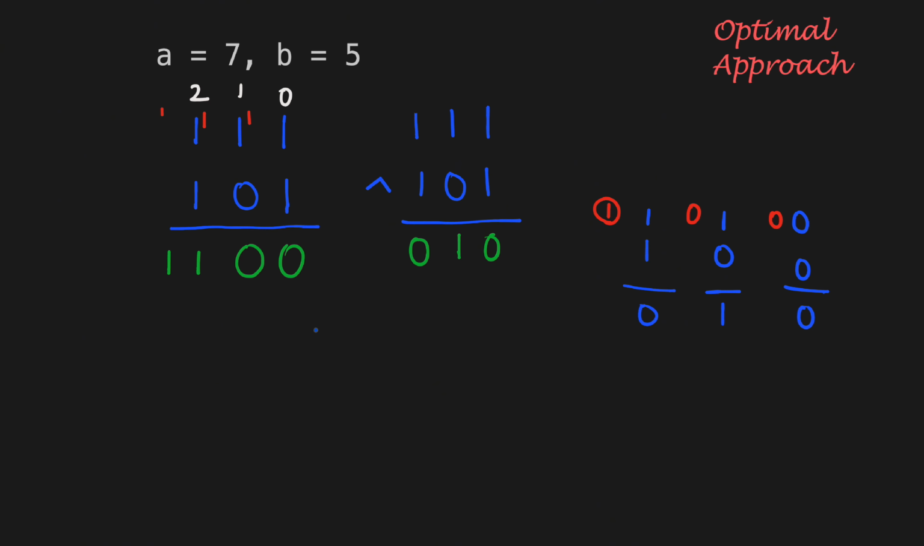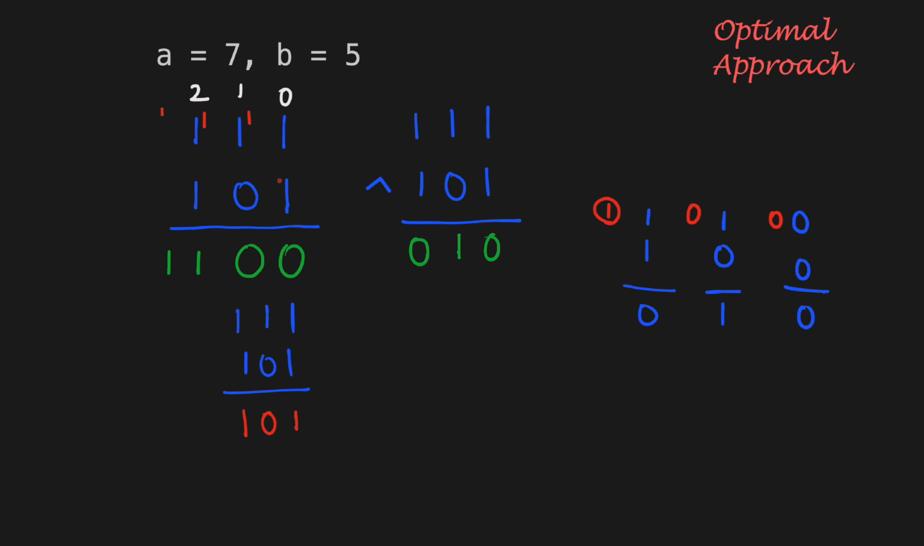So now let's perform bitwise AND between 7 and 5. So 1 and 1 will be 1, 1 and 0 will be 0, and 1 and 1 will be 1 again. So we get 5 in decimal. But the carry should be added to the left bit of the one which generated it.